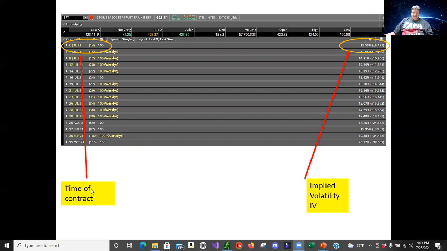If you pull up what they call an options table, you'll see there's an options chain, they call it. You'll see there's the time of the contract. This is when the contract is due, and it tells you how many days are left until the contract is due. This represents 100 shares, and the implied volatility is 13.53, okay? And what they do is they tell you what that's equal to. That's equal to plus or minus $9 or 9 points.